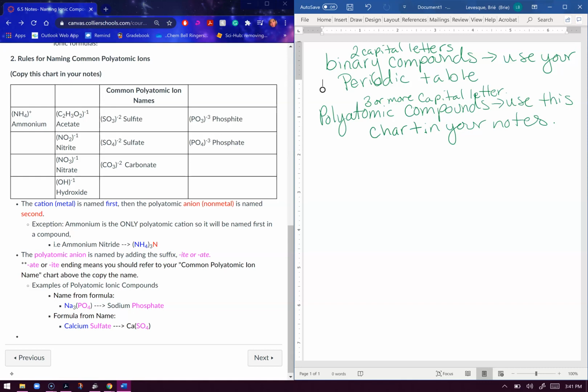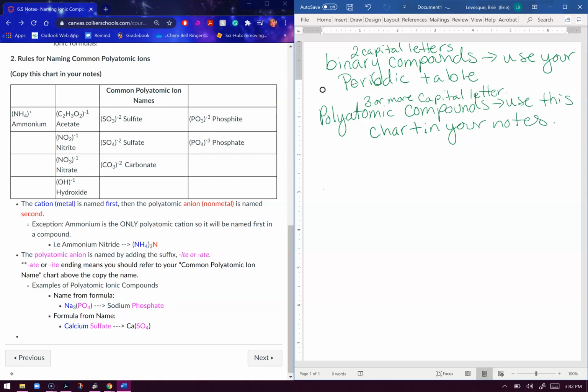So let's do some practice with these polyatomics. Very similar to our binary compounds, your cation or your metal is named first, and then your polyatomic anion or your nonmetal is named second. Okay, the only exception to this rule is ammonium, NH4+. Ammonium is the only polyatomic cation, so it's going to be named first. So, for example, if you have ammonium nitride, ammonium is NH4, so it says its name, and then nitride, IDE ending, is nitrogen. So you have NH4 first, and then the nitrogen N.